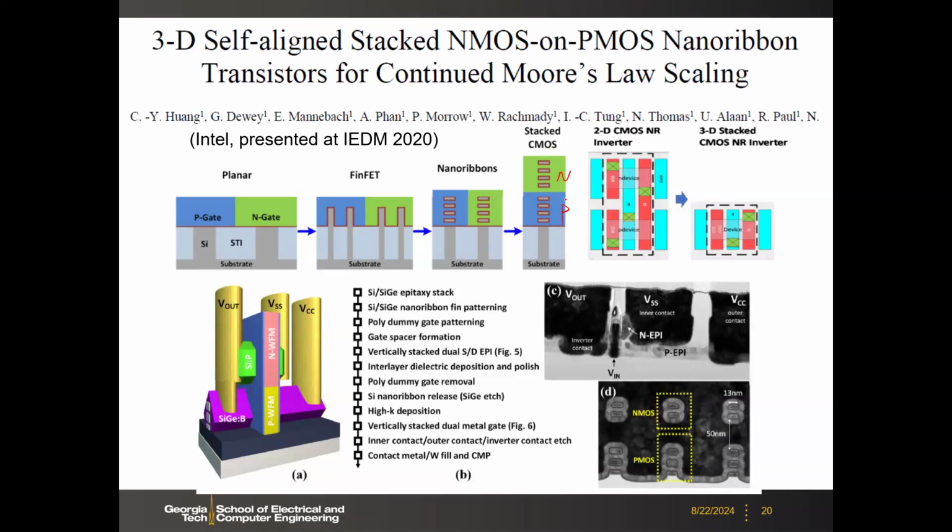And here are some early demonstrations. You see NMOS stacked on top of PMOS. This is the ultimate logic scaling, as far as we can see today, okay? This may happen 7 or 8 years from now. But this is what the industry can see today, okay?